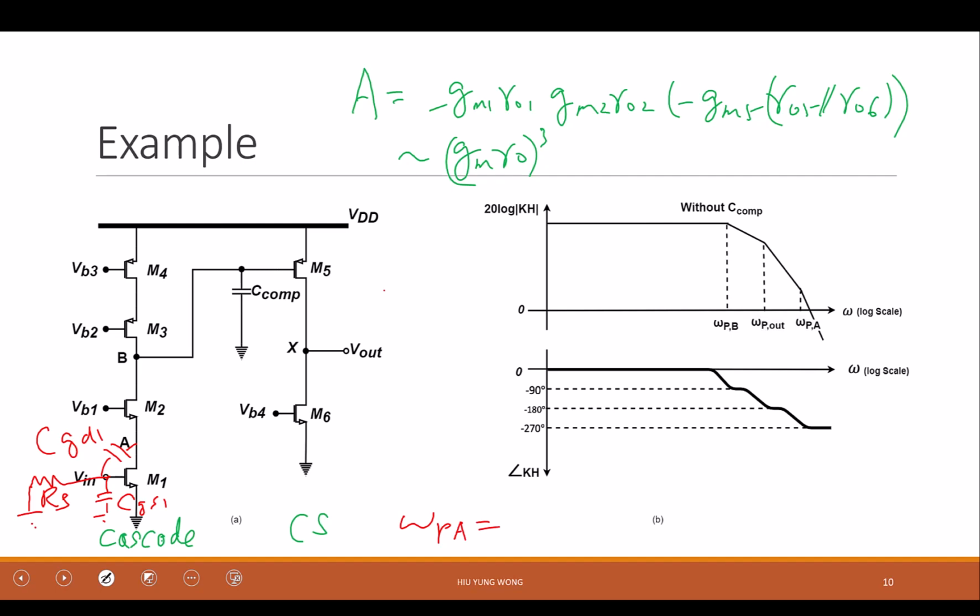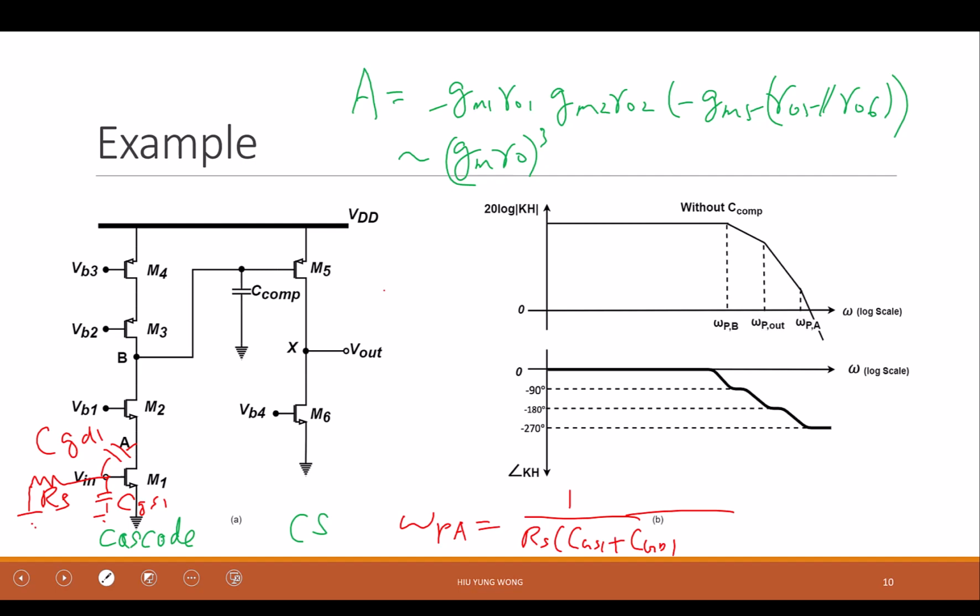What's the pole? Just the sum of these two? We should not answer this now. So you are saying this is just 1 over RS times CGS1 plus CGD1? You need to just follow all the rules. How come, just step back, right? How come you know it is just RS times CGS1 plus CGD1? How dare you just say it is RS times this capacitor? Based on what? Why do you say that?